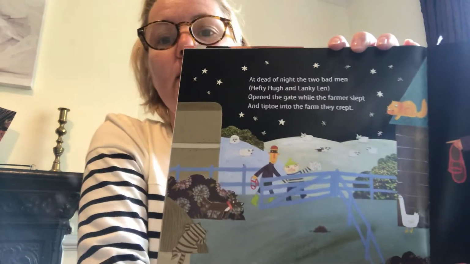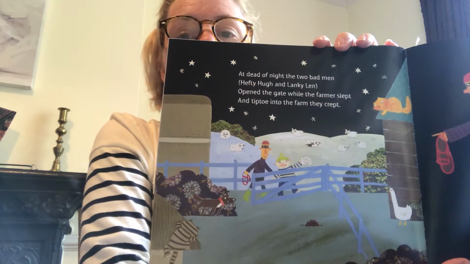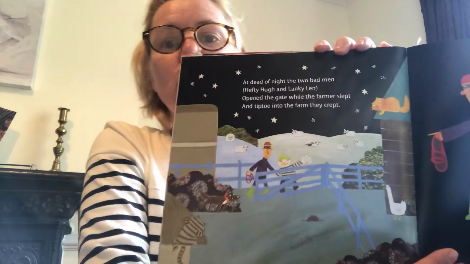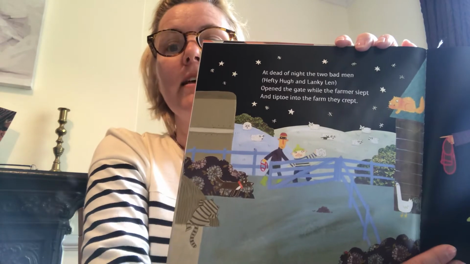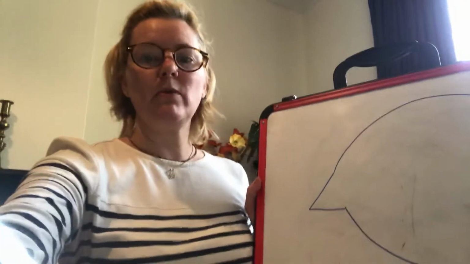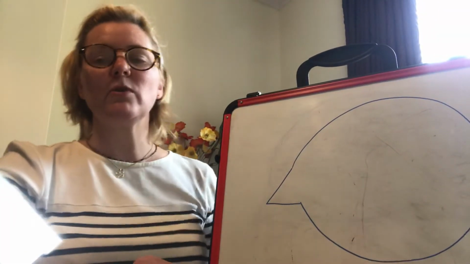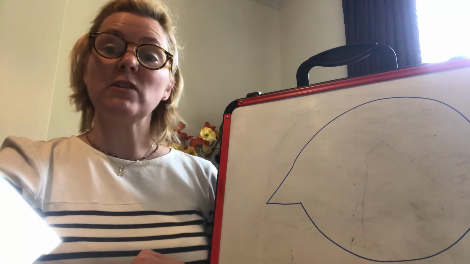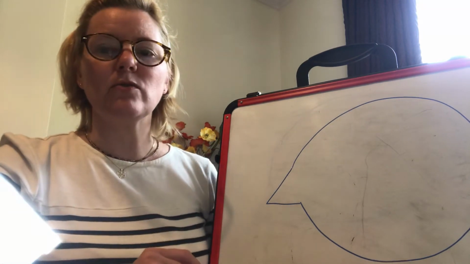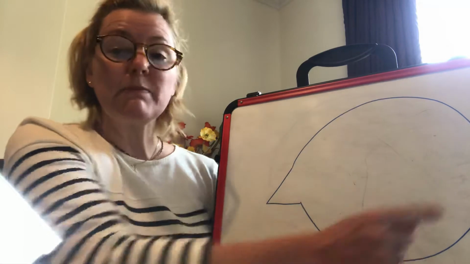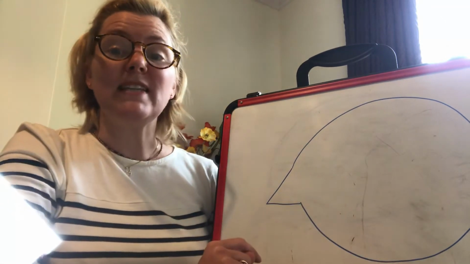So I'm going to start off by using this page. This is the page where our two robbers, the two villains in our story, first arrive at the farm. Now I've got on my board here a speech bubble. A speech bubble is used in books to show somebody is talking, and you often see them in cartoons or in magazines. So here's my speech bubble, and I would write in here what somebody is saying.